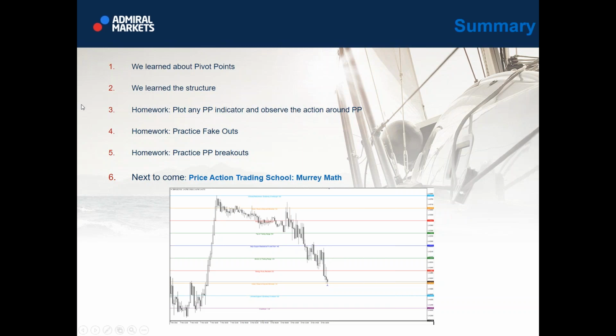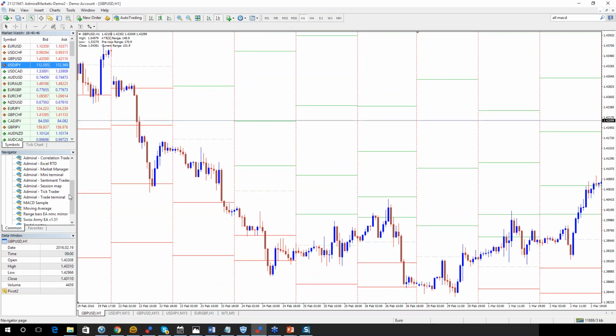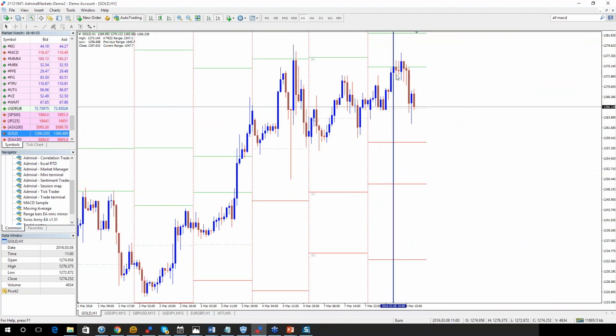Riyazit is saying gold 1 hour is a fake out. Let's see gold chart. Yes, this is a fake out. Indeed, look at this. It was very, very bullish. And here, bang, rejection. So yes, gold is a fake out. Definitely.